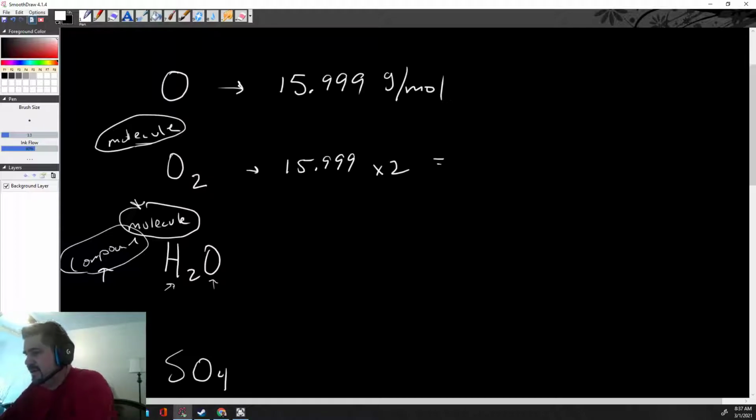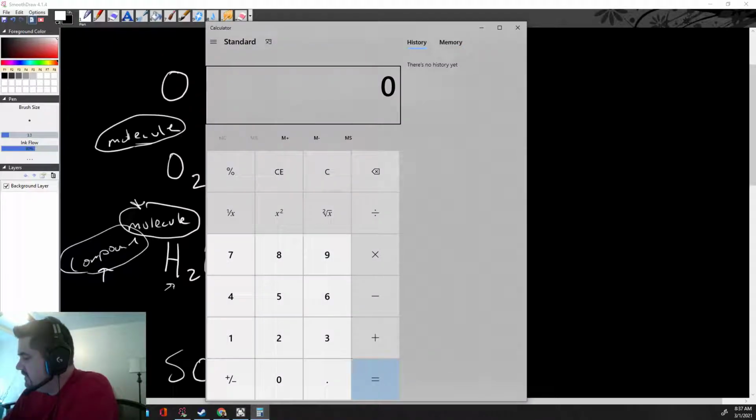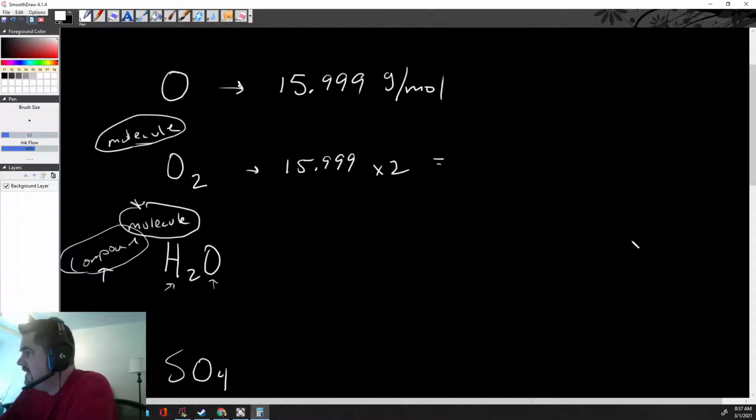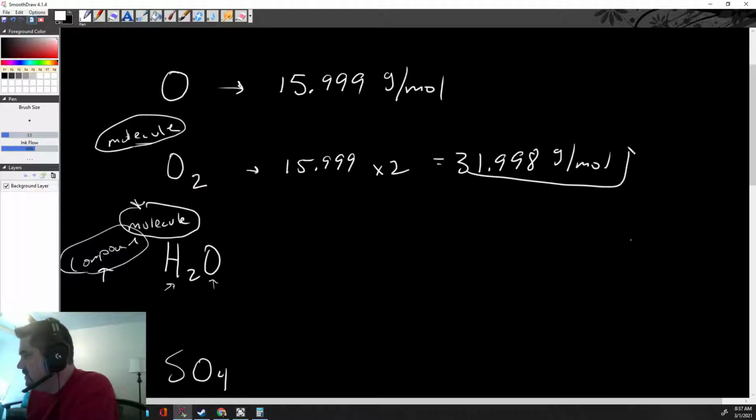If you want to know exactly, we can pull out the old calculator again. We'll do 15.999 times 2. It's almost 32, right? 31.998. And that's the answer. 31.998. That's how many grams per mole you will find of O2.